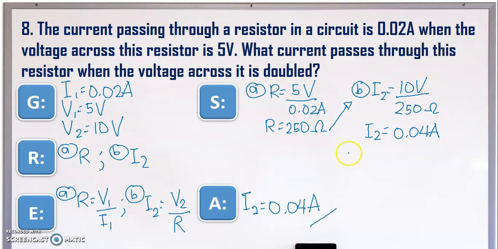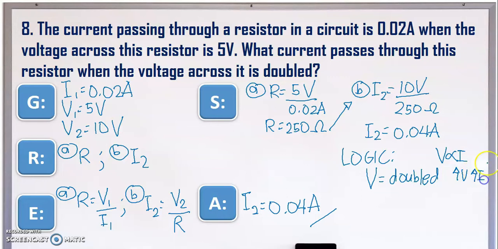To make things shorter, we can just use our logic. In the problem, it was stated that the voltage is doubled. By using Ohm's law, we can say that the voltage is directly proportional to current, which means that as the voltage increases, the current also increases. And when the voltage is doubled, the current should also be doubled.